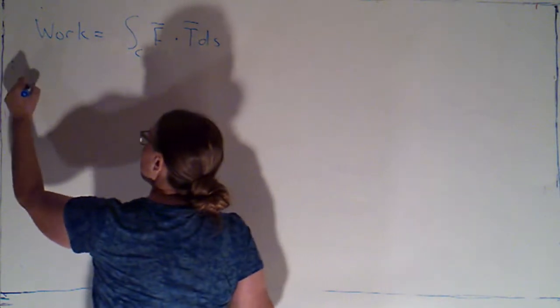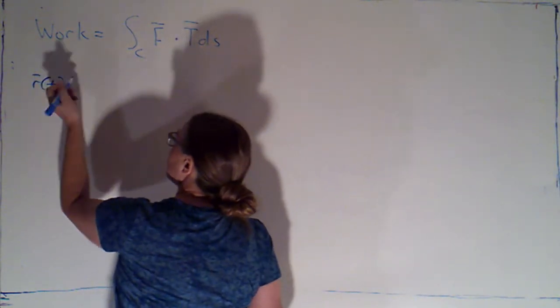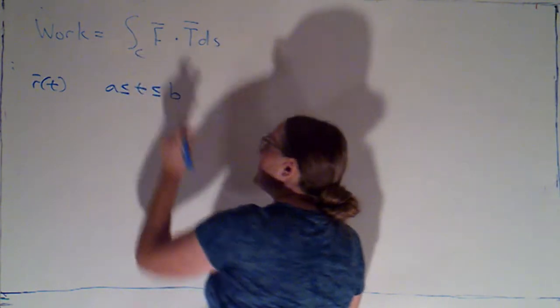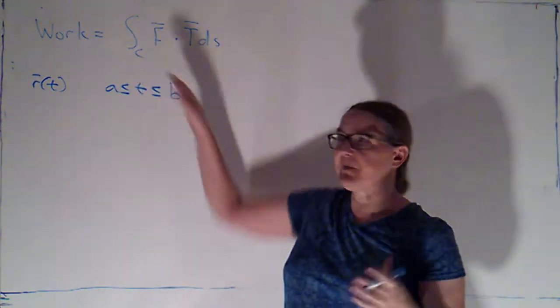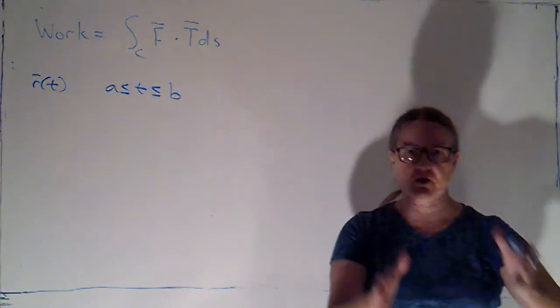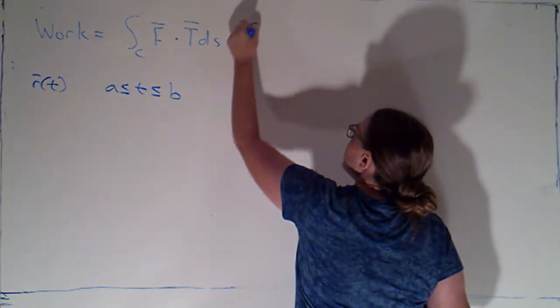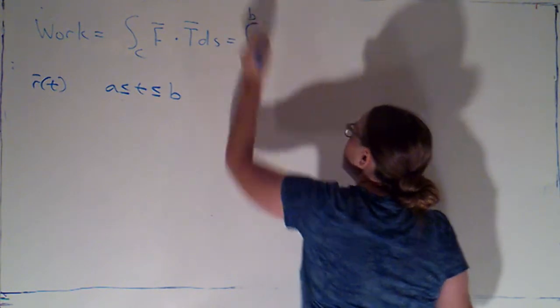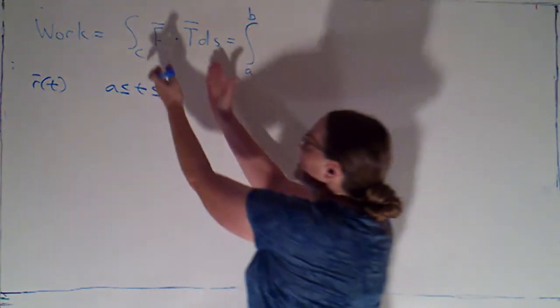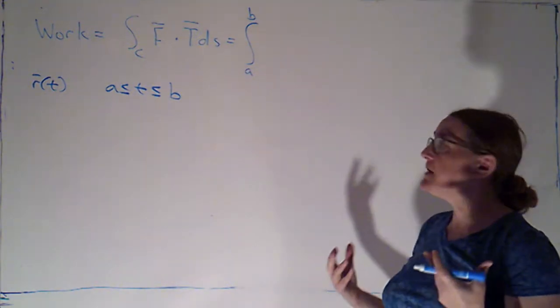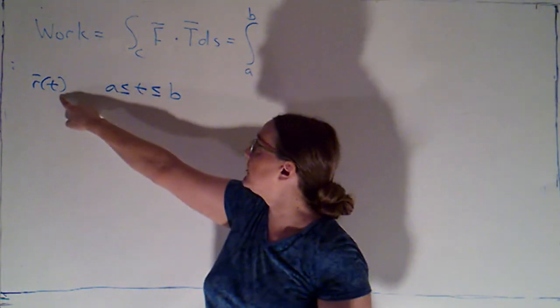I would take that curve and I would parameterize it. So I would have r of t as t varied from a to b. And of course, if it was piecewise smooth, I just have multiple functions, one for each piece. So I know that this would become the integral from a to b. And then what I need to do is express my integrand, which is F dotted with T, in terms of t, in terms of my parameter here.